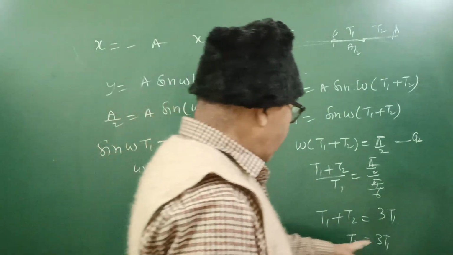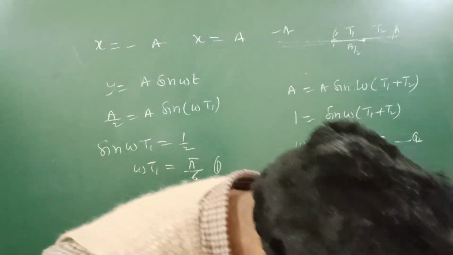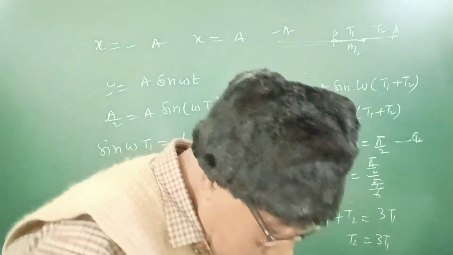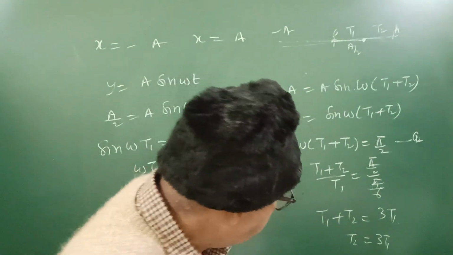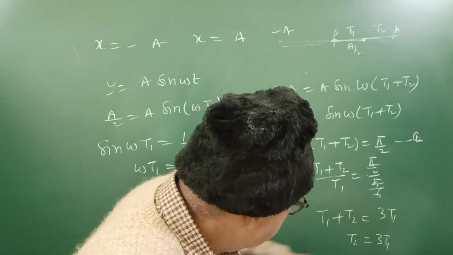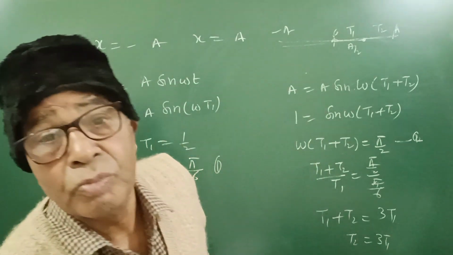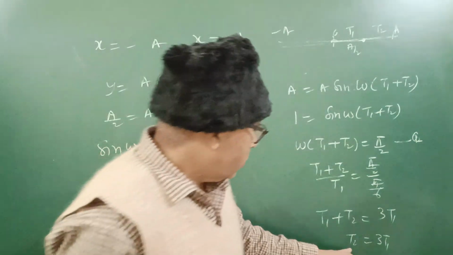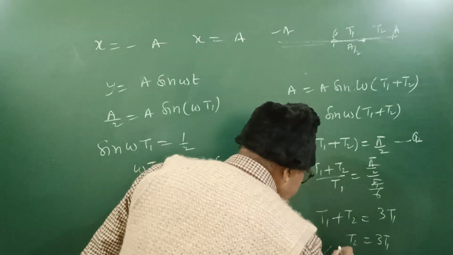It means t2 is greater than t1. Here the option is t1 less than t2. Yes, so t1 less than t2 is the correct answer here.